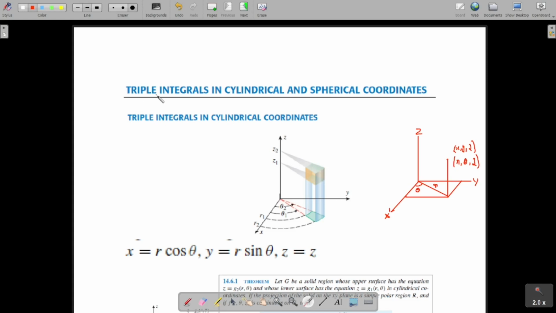Today we will deal with the topic triple integrals in cylindrical and spherical coordinates. First topic, triple integrals in cylindrical coordinates. Before coming to the topic, let me introduce what you mean by a cylindrical coordinate system. Cylindrical and spherical coordinates are two coordinate systems which can be used to represent a point in three-dimensional space.